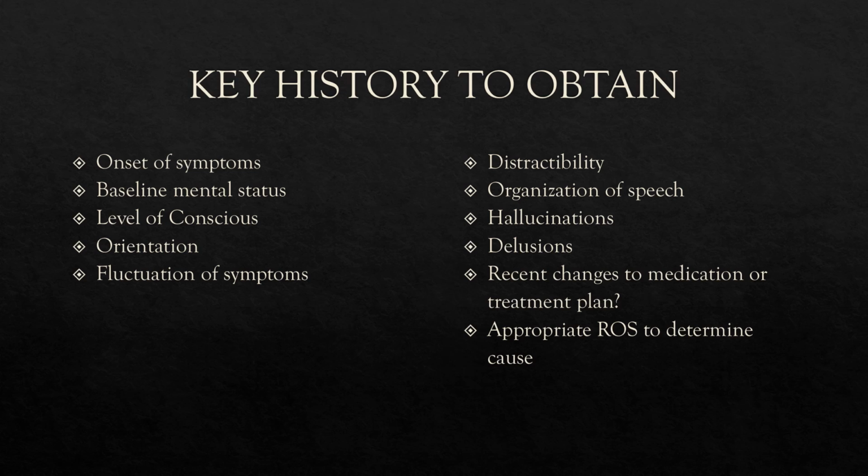It's important to understand if the patient is able to be distracted, if their speech is organized, and the presence of hallucinations or delusions. It is also important to review the history to determine if there have been any changes to medications or the treatment plan that may be resulting in the symptoms being displayed. You also want to make sure that you're obtaining an appropriate review of systems to determine the cause of the symptoms that you are seeing.